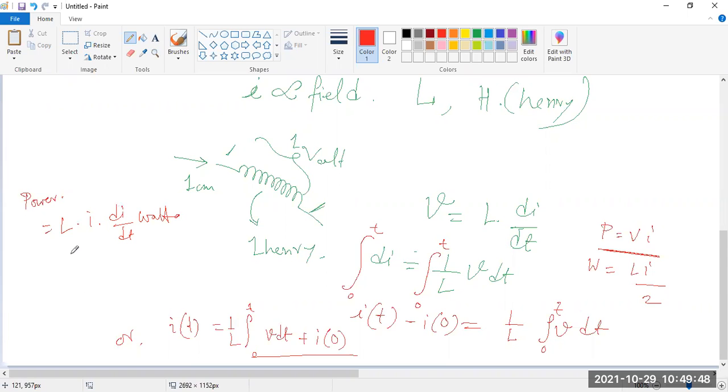So the energy which was stored by the inductor, you have to find it. That is W equal to integral from 0 to t of p dt. This is p. So we put the value: integral from 0 to t of L i di/dt, which equals L I square by 2. This is the energy stored in an inductor. Okay.